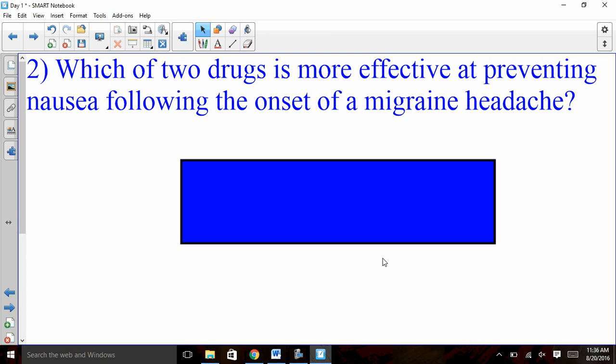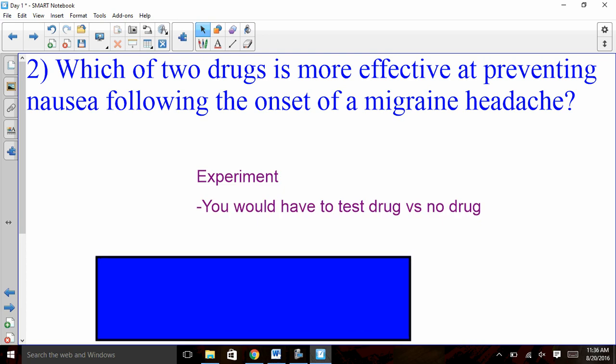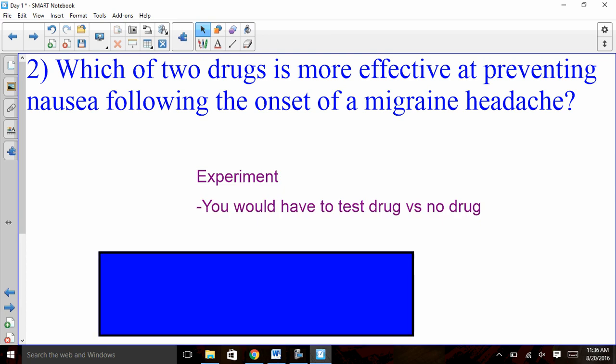Okay, next one. Which of the two drugs is more effective at preventing nausea following the onset of a migraine? What do you think? Experiment. You're going to have to test it to see if the drug actually helps or not. You want to find out if giving the drug helps with the headache or not, or helps with preventing nausea or not.